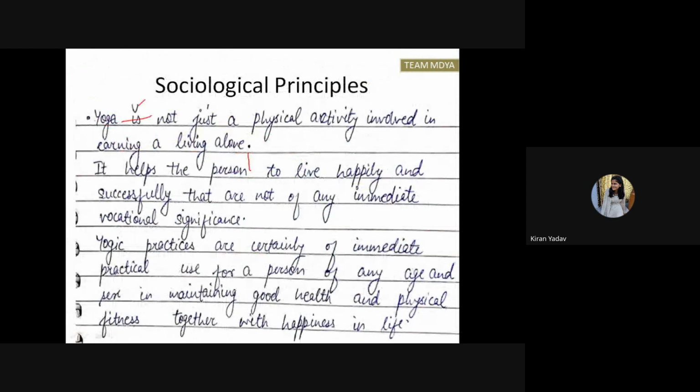This principle says that yoga is not just a physical activity involved in earning a living alone, but it helps the person to live happily and successfully, in ways that are not of any immediate vocational significance. So this principle says that yoga is not only for career related or to just earn money, but also it is providing some value in others' life. Like yoga practices are certainly of immediate practical use for a person of any age and sex in maintaining good health and physical fitness together with happiness in life.